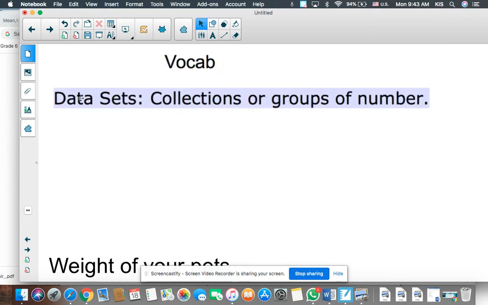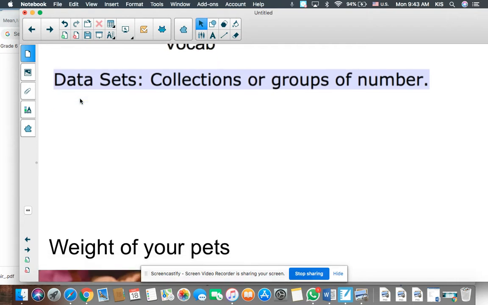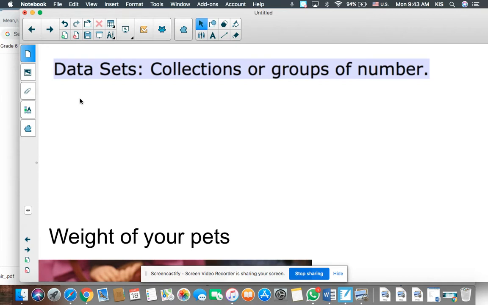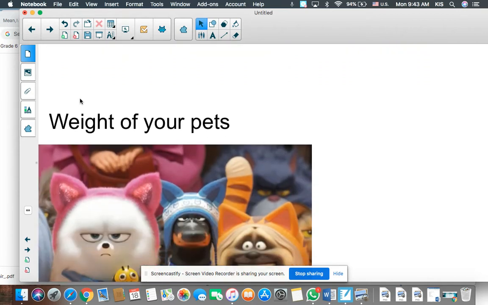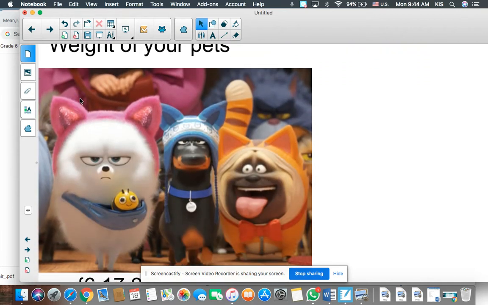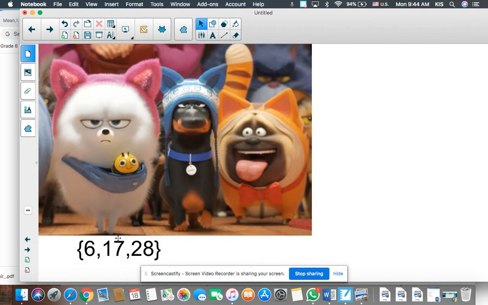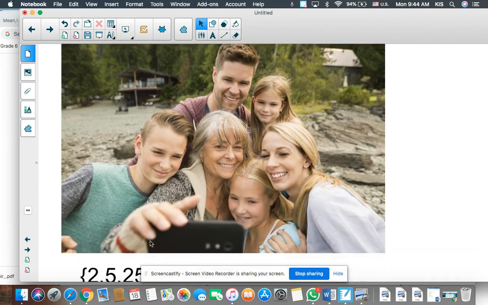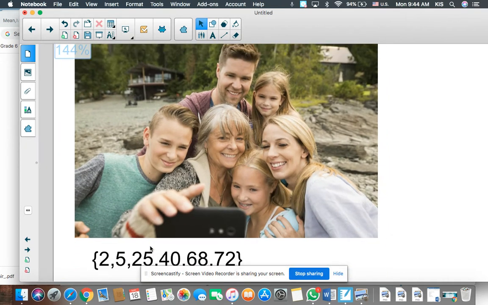Data sets. Data sets are collections or groups of numbers. So data sets are really useful if you're trying to understand information about a certain set of things. So maybe you want to find out the weight of your pets. They're listed here in a data set.